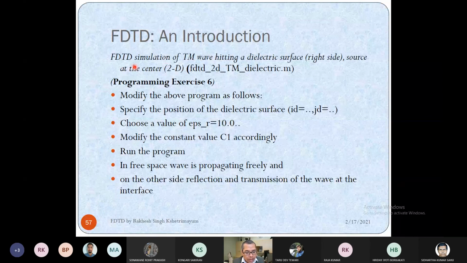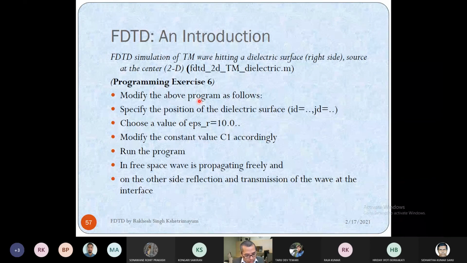But let's say you have a dielectric layer on the right-hand side, like you have done for the 1D case. If I have a dielectric layer, what happens to the wave when it hits the dielectric layer? That you have to do as a programming exercise. So you have to modify the program.